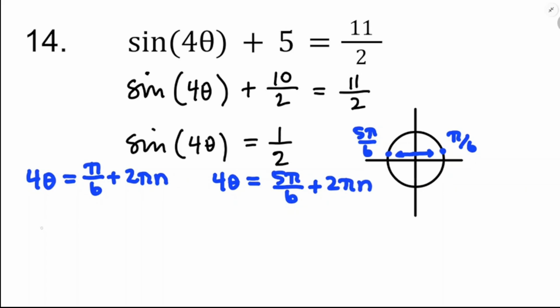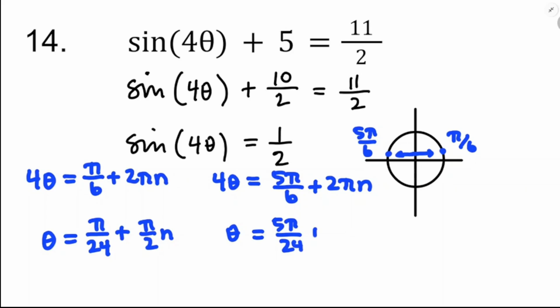Then I can solve for theta by dividing everything by 4. So pi over 6 divided by 4 is going to be pi over 24. And then 2 pi n divided by 4, 2 divided by 4 is 1 half, that's pi over 2 n. Same thing over here. I'll have 5 pi over 24 plus pi over 2 n.